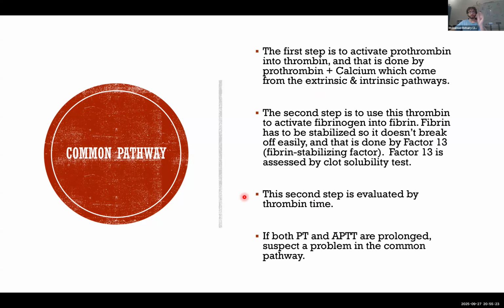As we said, if PT alone is the problem, it means the problem is in the extrinsic and common pathways. If APTT alone has a problem, then the problem is in the intrinsic pathway and the common pathway. What if both PT and APTT are abnormal? This means the common pathway is all messed up. It's an issue in the common pathway. If the problem is in factor 13, PT and APTT will be normal. To test factor 13, you have to do the clot solubility test.